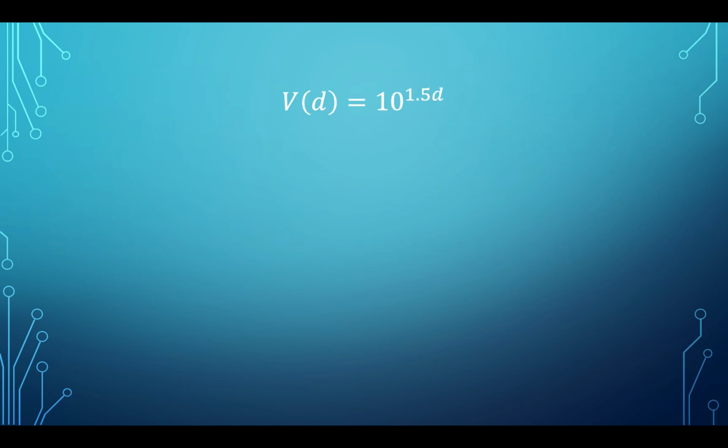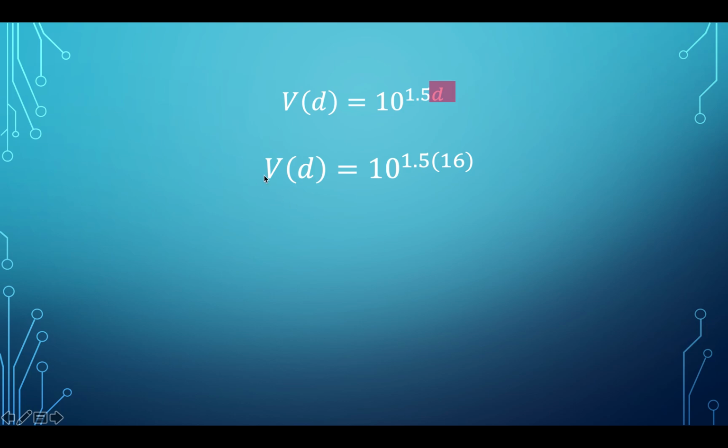So here's our equation. V(D) is equal to 10 to the 1.5 times D power. What did we want to know? We wanted to know how many views there would be after 16 days. So we're going to just plug 16 in for D. So V(D) is equal to 10 to the 1.5 times 16 power.